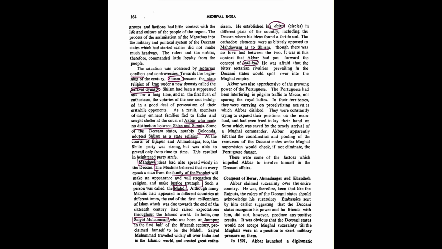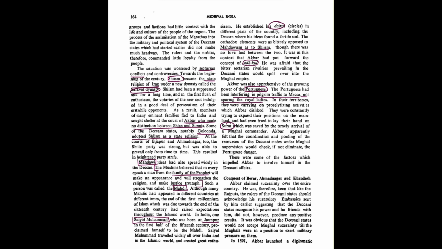Akbar was also apprehensive of the growing power of the Portuguese. The Portuguese had been interfering in pilgrim traffic to Mecca, not sparing the royal ladies. In the territories, they were carrying on proselytizing activities which Akbar disliked. They were constantly trying to expand their positions on the mainland and had even tried to lay their hand on Surat, which was saved by the timely arrival of the Mughal commander.